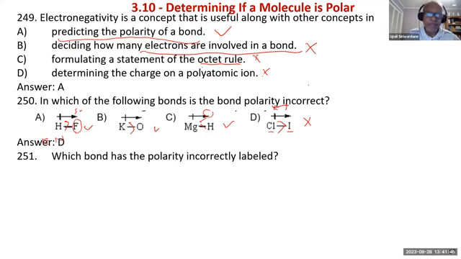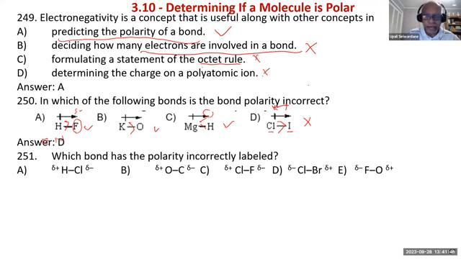Which bond has the polarity incorrectly labeled? The electronegativity is greater here. I will give you a chart of electronegativities. You can only look at the table and get the numbers. This is incorrect.